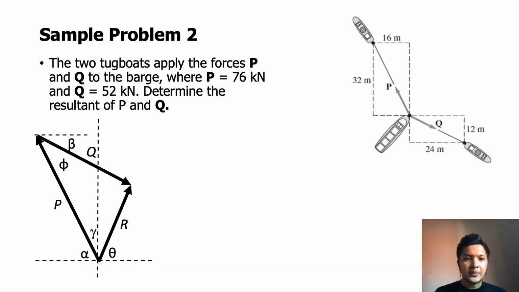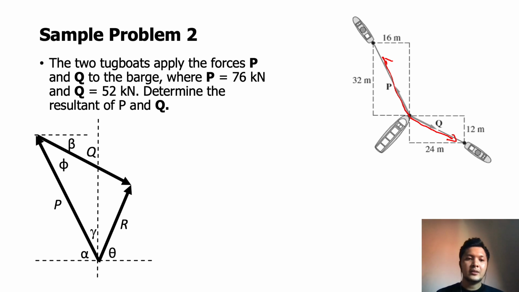So another example: two tugboats apply the forces P and Q to the barge, where P here is 76 kilonewtons and Q is 52 kilonewtons, and we're asked to determine the resultant of P and Q. So the best way to do this is to analyze the direction of P and Q. Notice that the direction of P is going this direction, and Q is towards this direction.